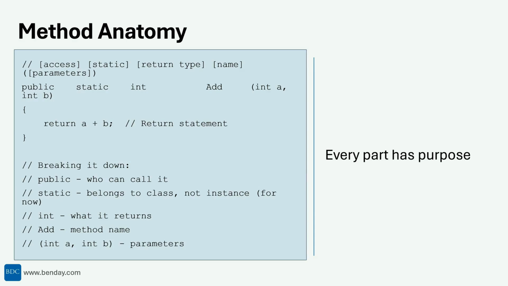Methods have several parts: access level, who can use it; return type, what it gives back; name, how you call it; and parameters, what it needs. Don't worry about static yet, we'll cover that later.